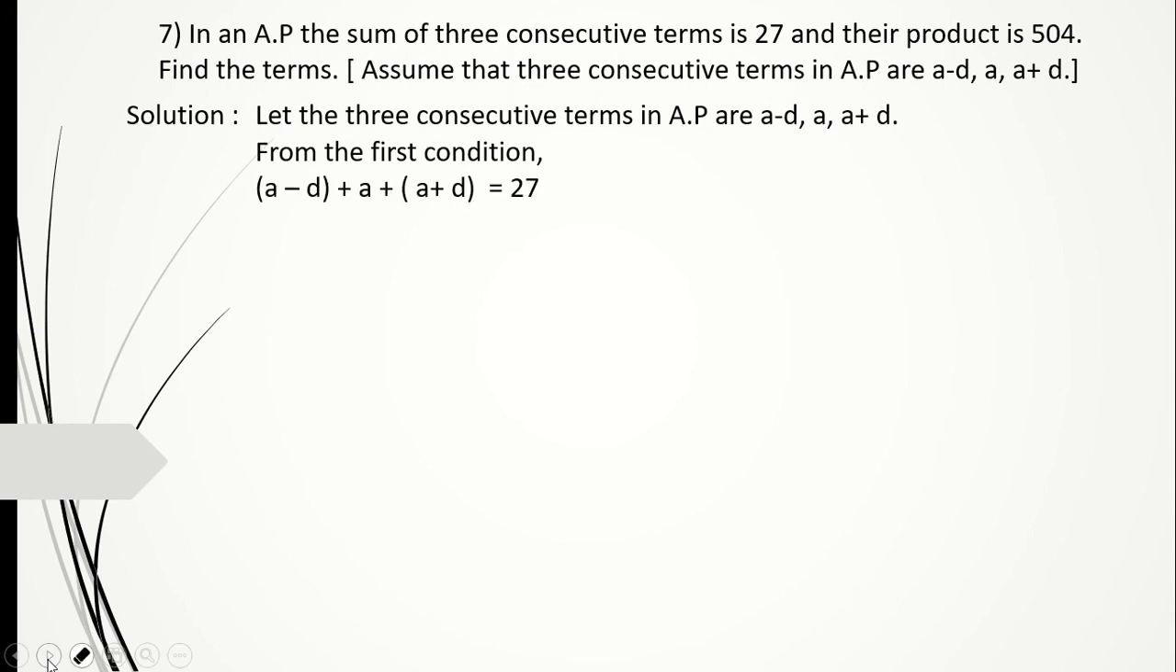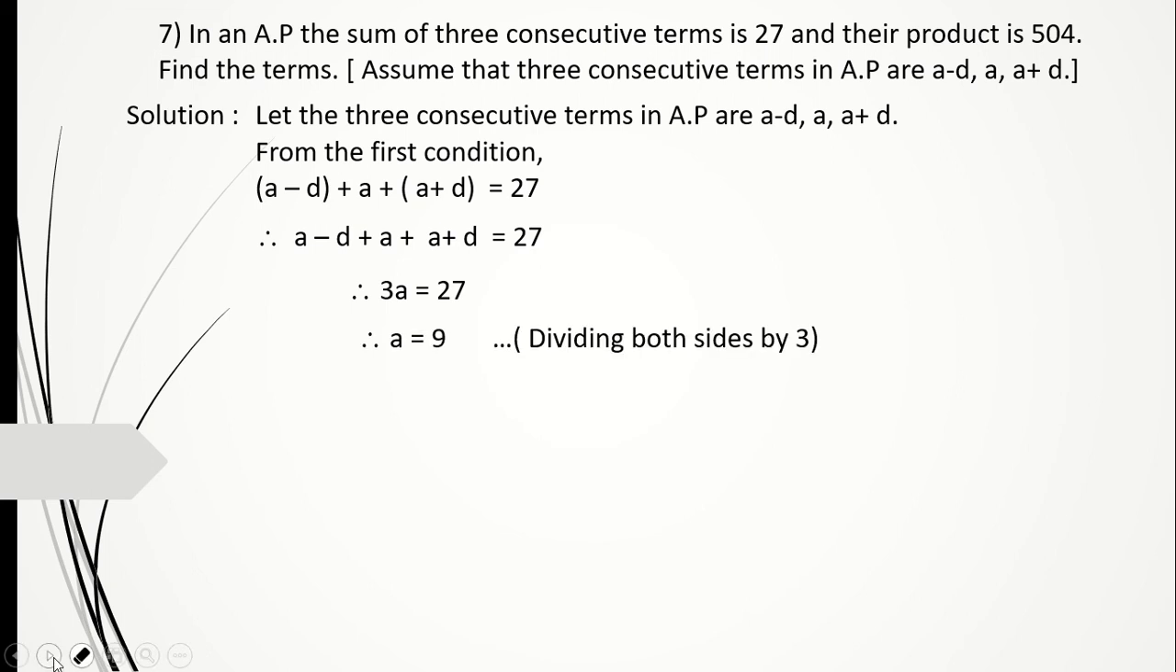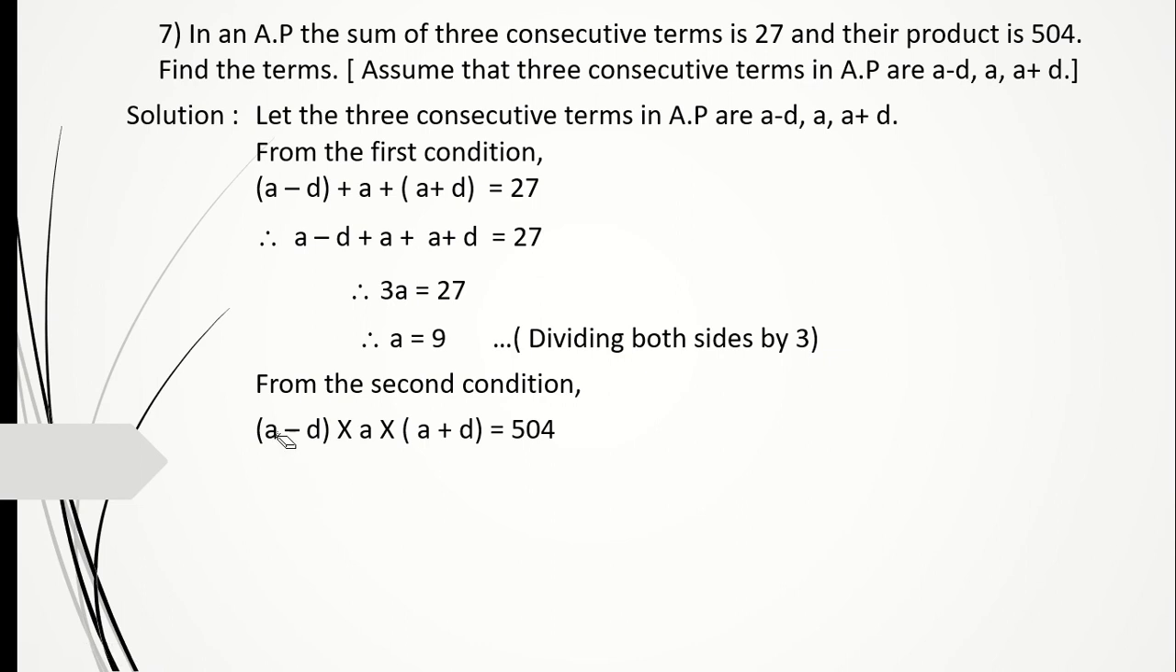So from the first condition, sum is 27, so the D gets cut. A plus A plus A is 3A is equal to 27, therefore A is equal to 9. Now we write the product. From the second condition, product means multiplication. Here we have A minus D and A plus D, so we will be using the formula a square minus b square is a plus b, a minus b. So in this case we will get A square minus D square, into this A.